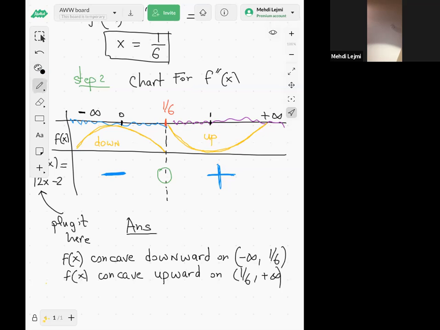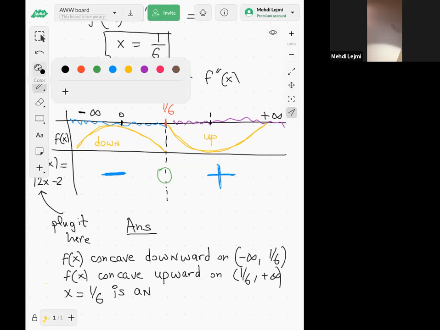And finally, x equal to 1 over 6 is an inflection point because your f of x changes direction of concavity at 1 over 6, right? It goes from concave downward to concave upward. So it's an inflection point.